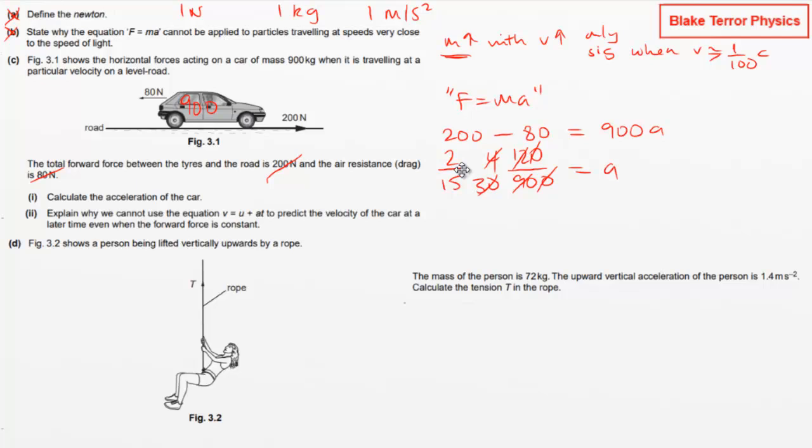So let's just double check on all of this. We've got 0.13 meters per second squared as our acceleration, 2/15. So yeah, nice. Explain why we cannot use the equation v equals u plus at to predict the velocity of the car at a later time, even when the forward force is constant.